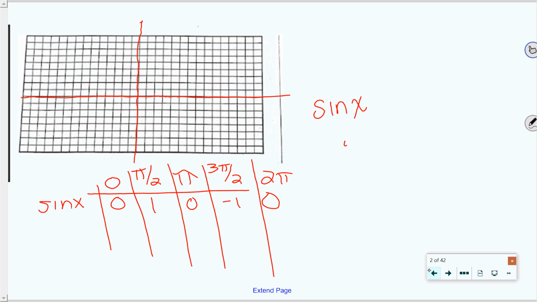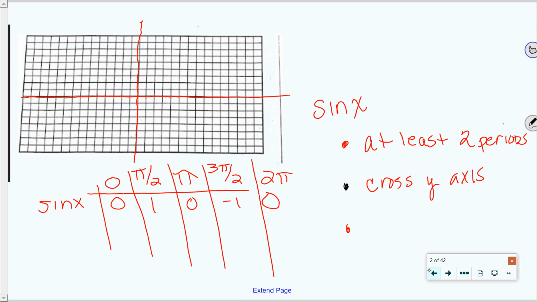So there are some rules when we're graphing. You need to draw at least 2 periods. You need to cross the y-axis, because that's going to give us our y-intercept, and that's really how you're going to tell whether your graph is correct or not. And then this is my little rule: I want you to fill your graph from left to right. I don't want you leaving a whole bunch of empty spaces.